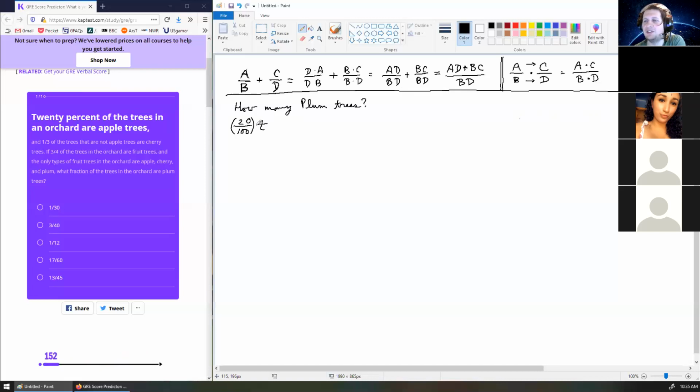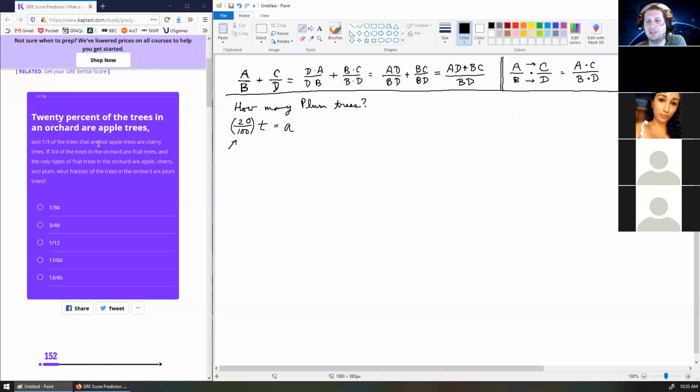Anyway, so everyone okay with this for 20%? And does everyone understand why that means 20%? Yes. Okay, cool. So 20% of the trees are apples. Let's take a look. Okay, so apples equals 20% of T.